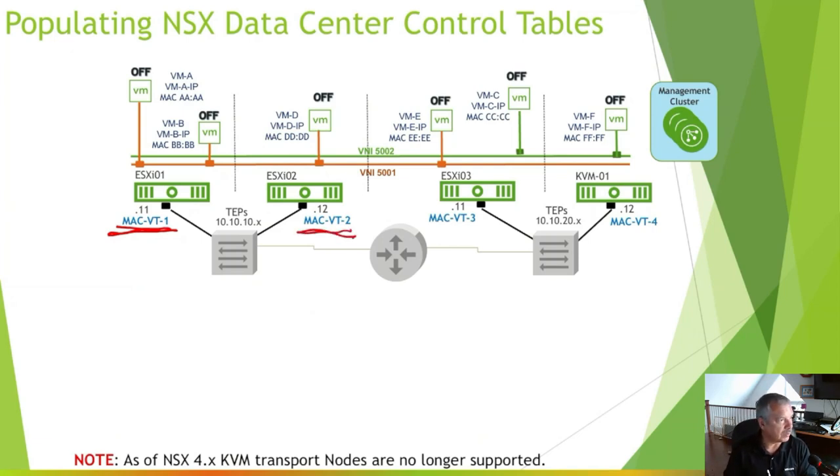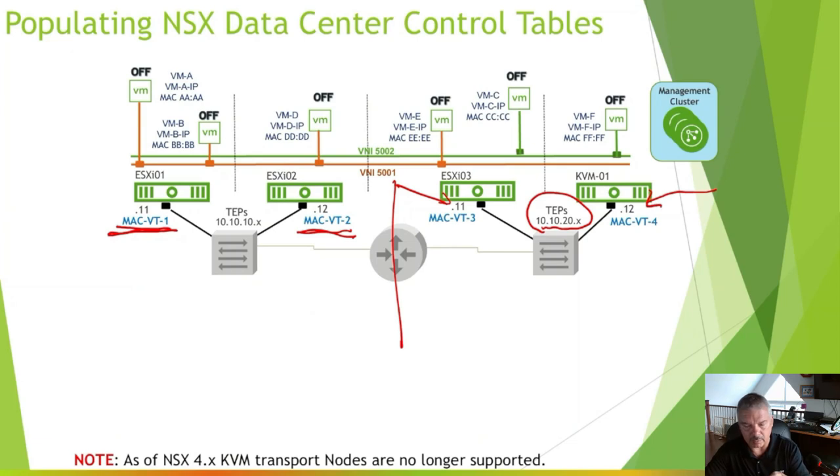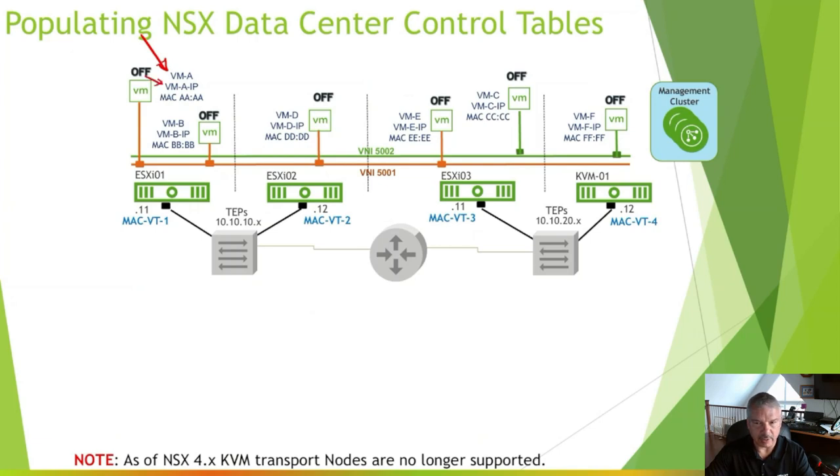If any of you have taken VMworld sessions before, myself and Tim actually did some stuff on this. If I look at the right side, you'll see the same thing. So I got my subnet for my TEPs is 10.10.20.x, and this TEP IP will be 10.10.20.11, and this one will be 10.10.20.12. And you'll see the MAC addresses for each of the TEPs, MAC VT3, MAC VT4. When you look at the VMs now, you see all the VMs are powered off. Okay? You'll see VMA has an IP address of VMA-IP, and its MAC address is AAAA. You'll see VMB has a VMB-IP and a MAC address of BBBB, and so on and so forth for D and E and F, and whatever. Okay?